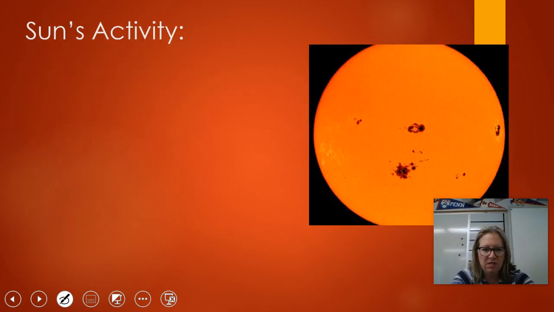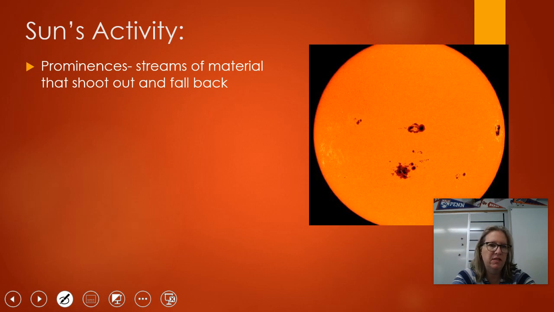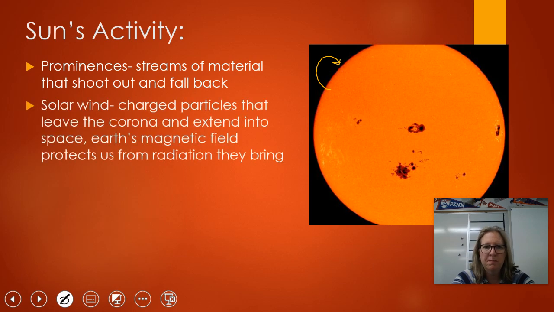So the sun has all kinds of funky stuff going on, these different types of activity. There could be these prominences, which are loops of plasma, kind of firecracker-ish, streaming away from the sun, but then it falls right back to the surface. Those are prominences. Solar wind we talked about in a previous chapter, and that's when the charged particles, that plasma, can actually leave the corona and go into space. And that extends in all directions. When it gets to the Earth, that can be really bad for us, but fortunately the Earth has that magnetic field that protects us from the radiation that the solar winds bring.